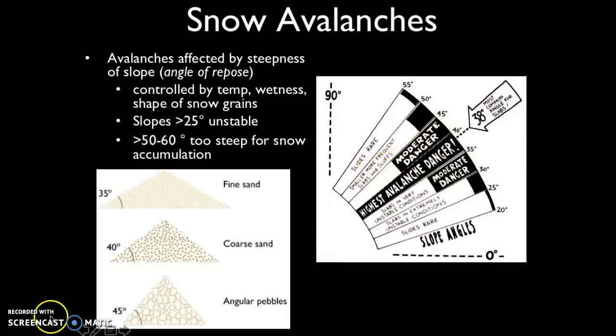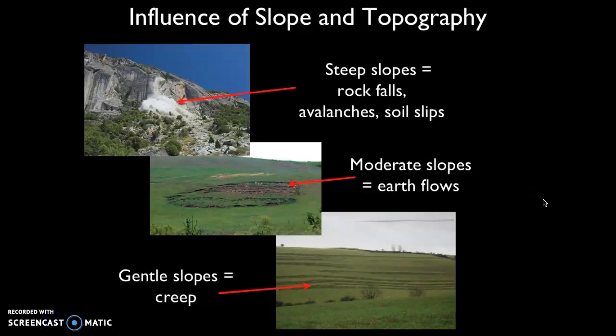Okay? So not talking about snow anymore, but just simple slope dynamics. When you have very steep slopes, the most likely types of mass wasting events are rock falls, avalanches, and soil slips. If you have moderate slopes, the most likely kind of mass wasting event you'll see is earth flows. And when you have gentle slopes, the most likely type of mass wasting event you'll see is things like creep. Okay?